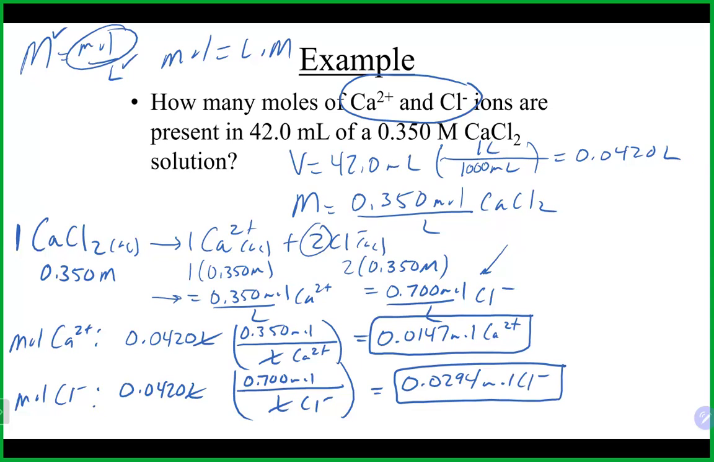As I mentioned before, you could have just used the molarity of the whole thing, got the moles of the whole thing, and then did a mole-to-mole relationship to get the moles of each ion. And again, it will come out the same way. Any questions on that one there? Okay.